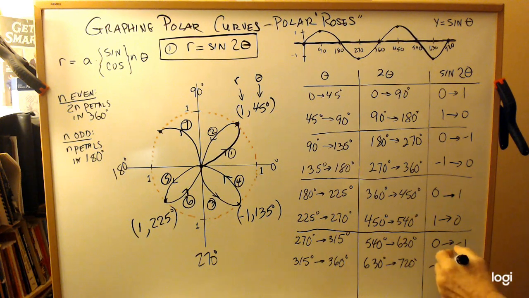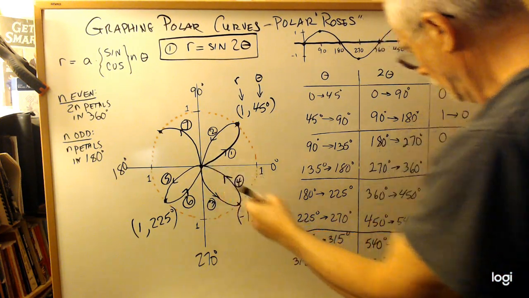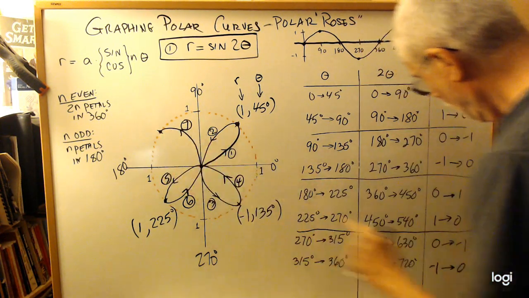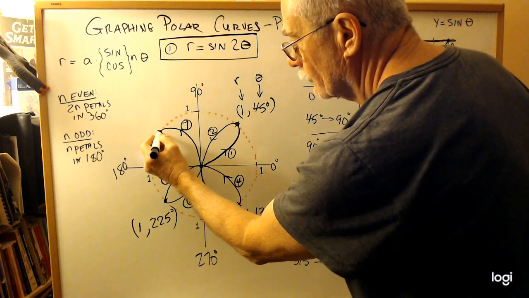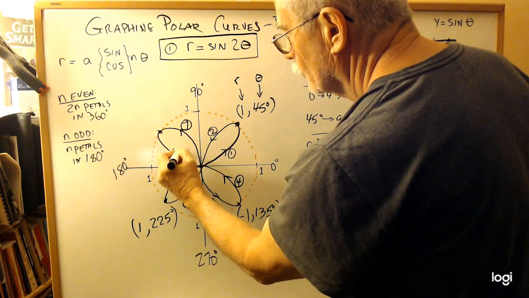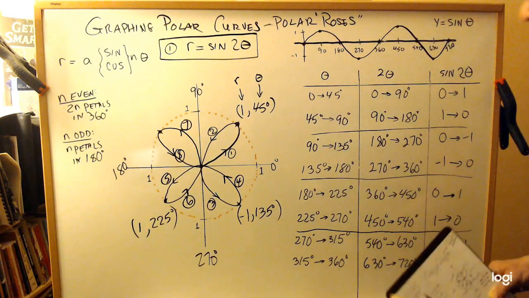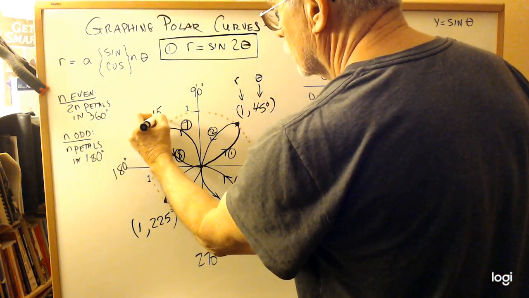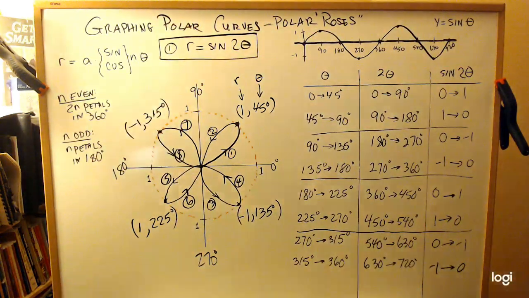And to go from 315 to 360, again, we're going from r is -1, which is out here, down to r equals 0, which brings us back to the pole. So this is the eighth leg of our journey. And let's give this coordinates here. That would be 315 degrees, and it was flipped. So that would be that point.